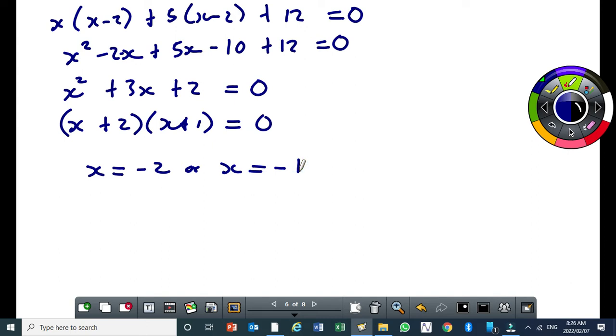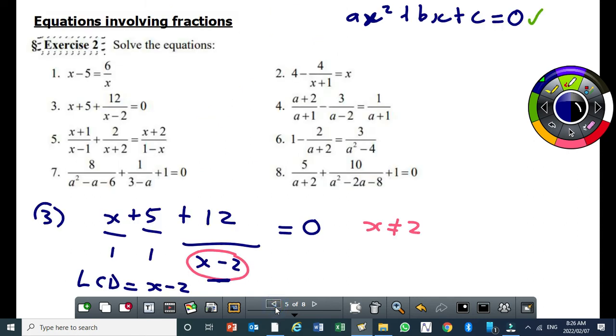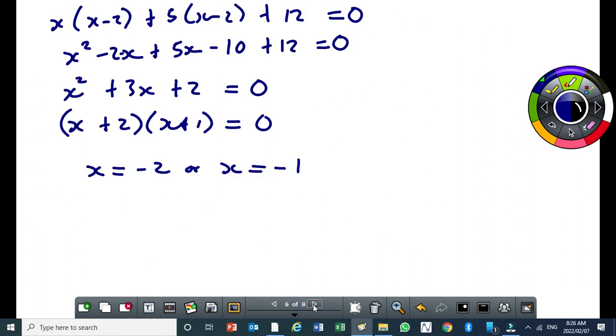Now, the question will be, are our two solutions here both valid or not? Right? Remember we had the restriction. So you also have to refer to the restriction. x cannot be equal to 2, but here we've got x equal to minus 2, which means both answers are valid. Okay, so both of them are valid.